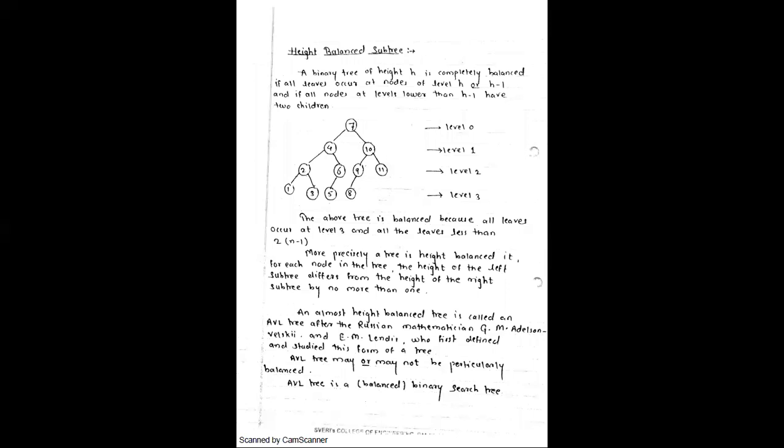Now here, the last paragraph, so we'll go through the last paragraph and after that we'll move to the next one. Now, a height balanced tree is called an AVL tree. So who defined this? The Russian mathematicians, right, who studied this form of trees. And an AVL tree may or may not be perfectly balanced. So an AVL tree is a balanced binary tree, right? AVL is also a binary tree, but AVL is a balanced binary tree.